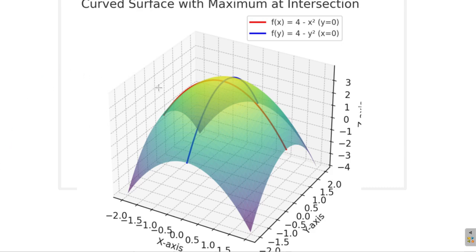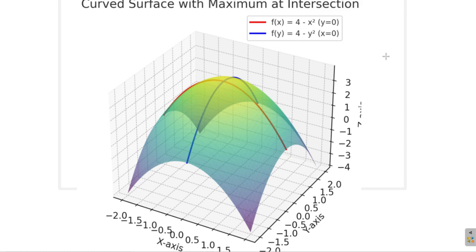Now, here, if you are right here at the maximum point, any direction you move, you'll have to be going down. You can see that. So it shows you that it's a maximum point that you have.